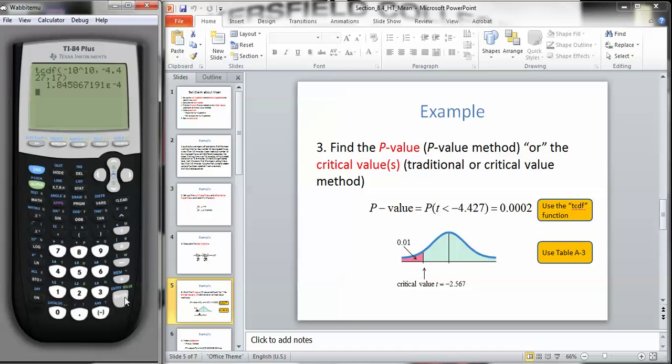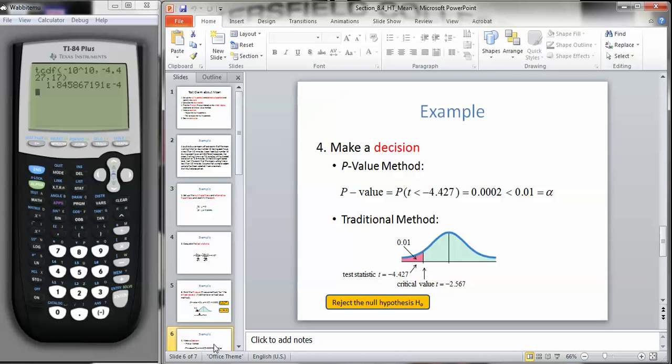Then to find the critical value, refresh your memory in chapter 7, and go to table A3 to find this critical value. You should get t equals negative 2.567.